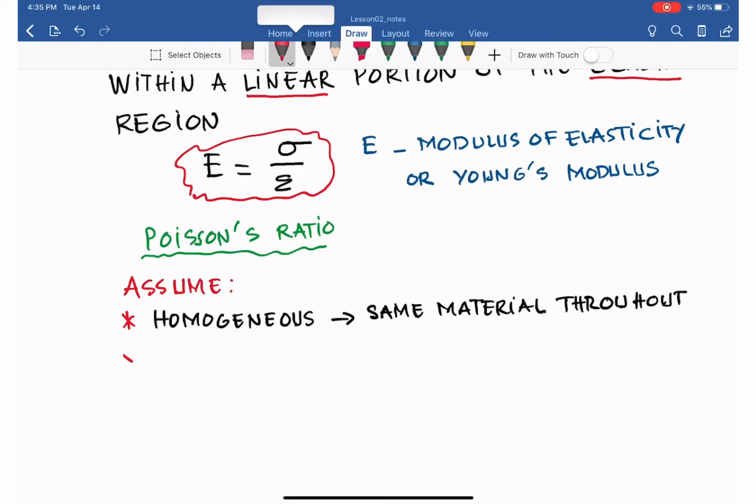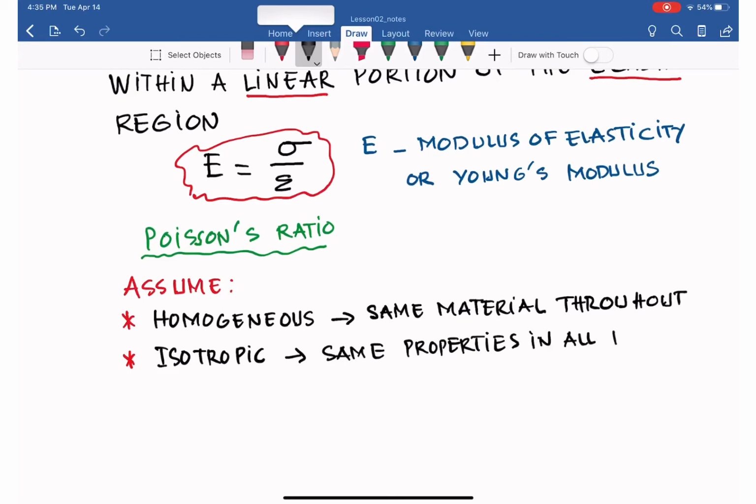The next assumption is isotropic. When you see iso, it means the same, equal. So what does that mean? It means the same properties in all directions: longitudinal direction, lateral direction, etc., in all directions.